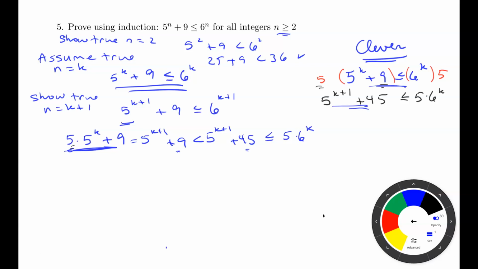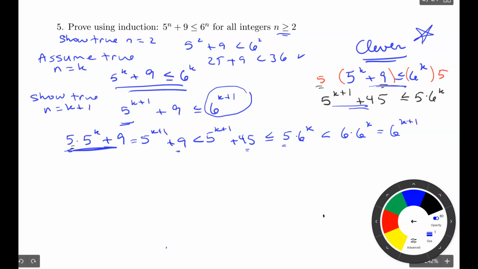And then where am I trying to go again? Oh yeah, I'm trying to get to this. So isn't it true that 5 times 6 to the k is smaller than 6 times 6 to the k? And that's equal to 6 to the k plus 1. Whew, that's clever. And so again, how do I know I need to use clever when that number in front isn't going to multiply or break up into things? So that's when I want to think about multiplying.